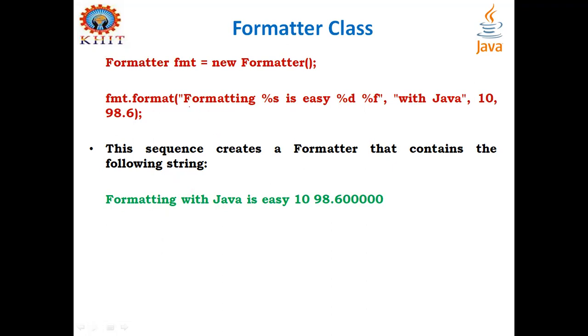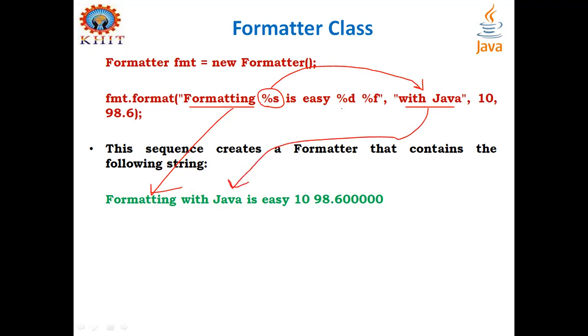Yes. Formatting as it is okay. Percentage s here means it is taking the first parameter value, here it is, the first letter value. After this comma, this is the one, and it places here. And this d, an integer value, can be placed here, and a floating point value.